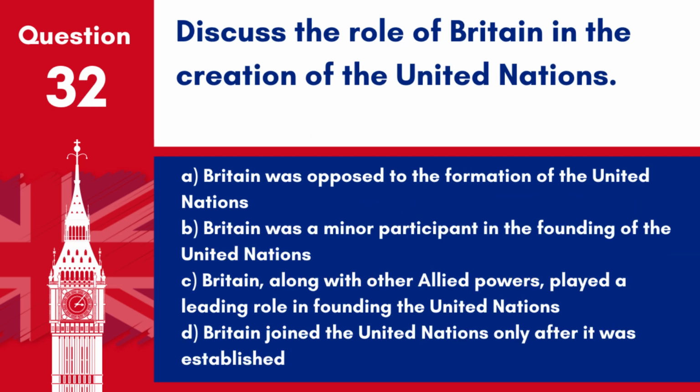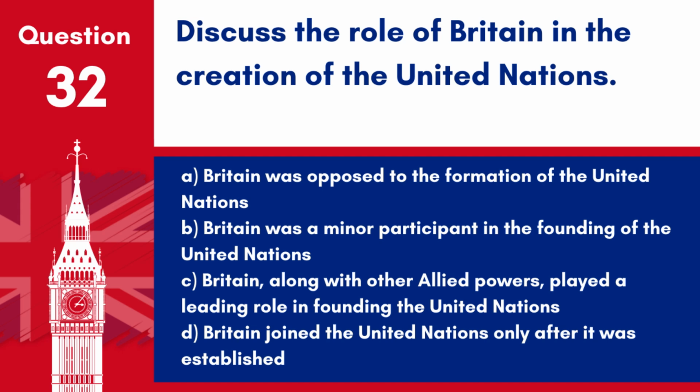Question 32. Discuss the role of Britain in the creation of the United Nations. A. Britain was opposed to the formation of the United Nations. B. Britain was a minor participant in the founding of the United Nations. C.